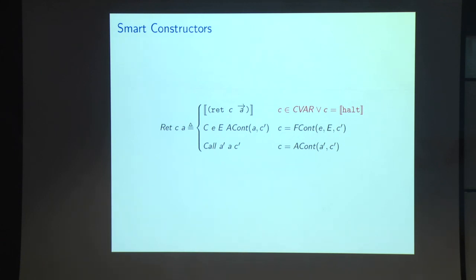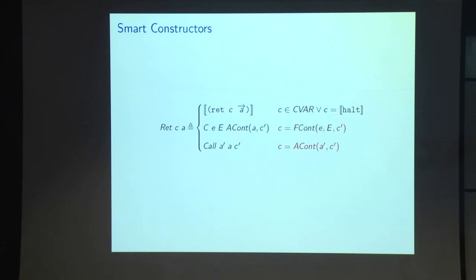So now we've got ret. This is going to clear away a lot of the underbrush as well. This is going to help us get rid of some of the administrative redexes. Well, we can't substitute into halt or variables, so we have to generate the ret form. If we have a function continuation, we're going to switch to an argument continuation and convert the function's argument.